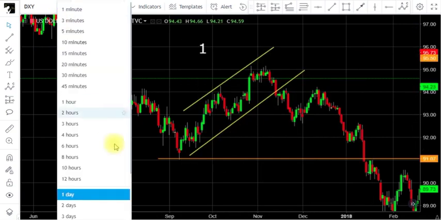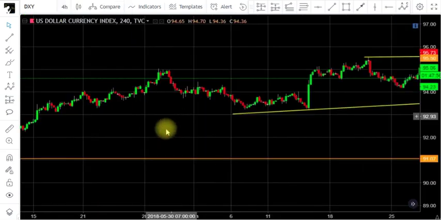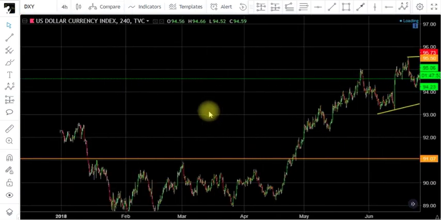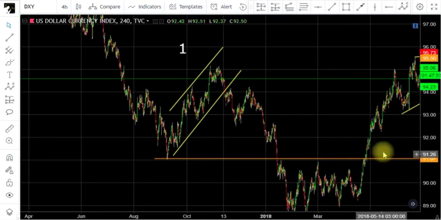So if we go down to, say, the 4-hour time scale, let's have a closer look at this on 4 hours. And we'll move in a little bit.